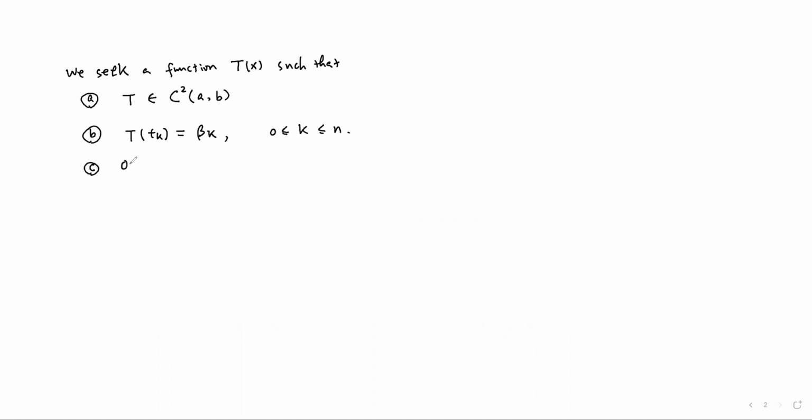C: on each of the following intervals. The first interval from A to T1, T1 to T2, and so on, Tn minus 2, Tn minus 1. Then the last interval is Tn minus 1 to B.